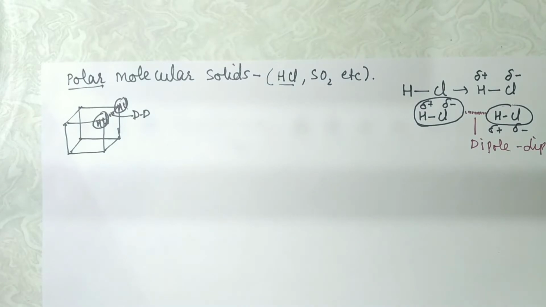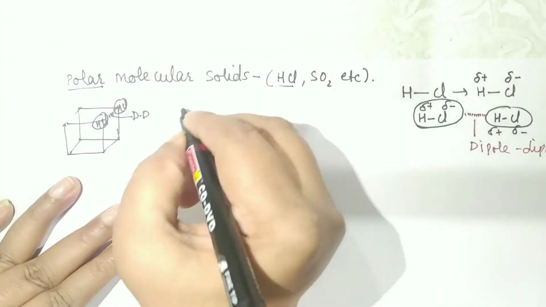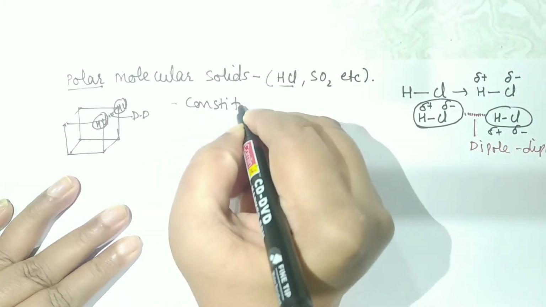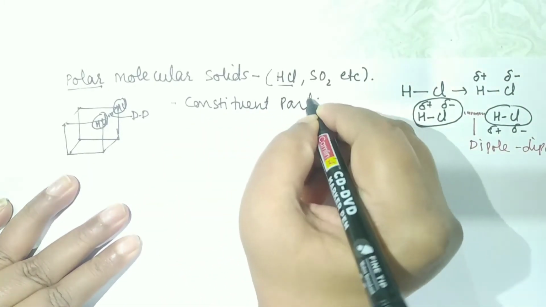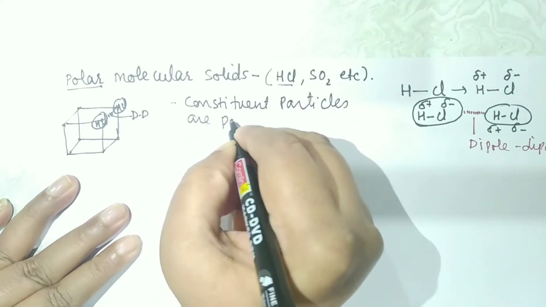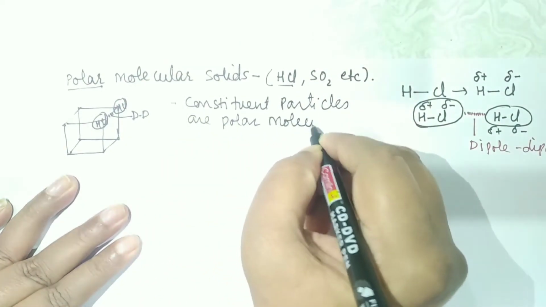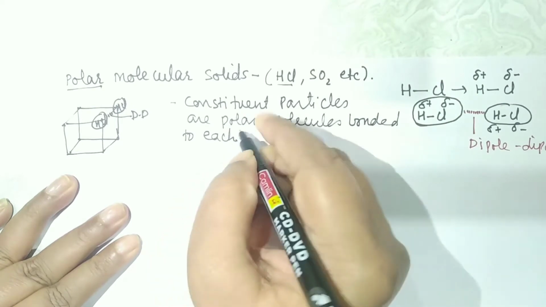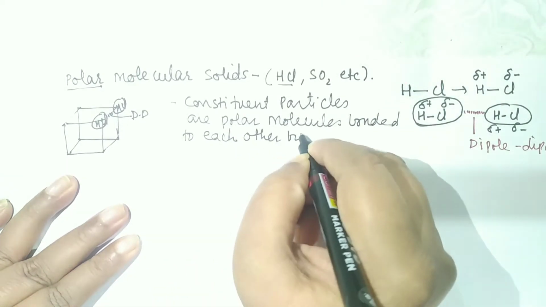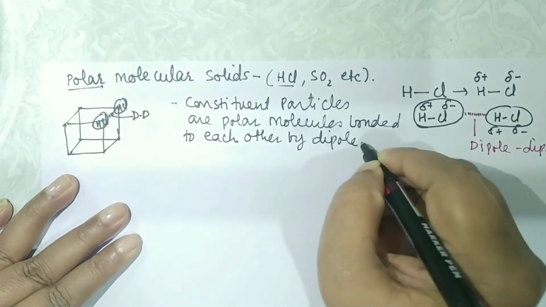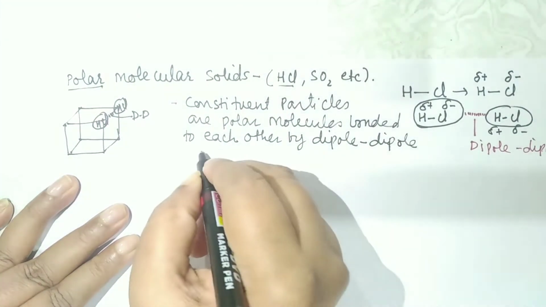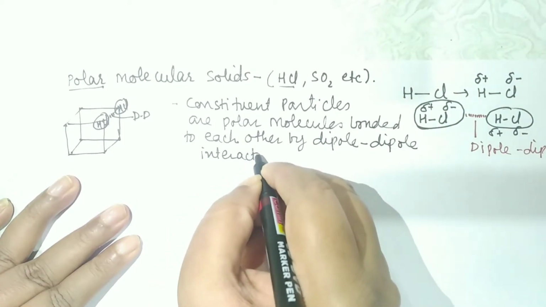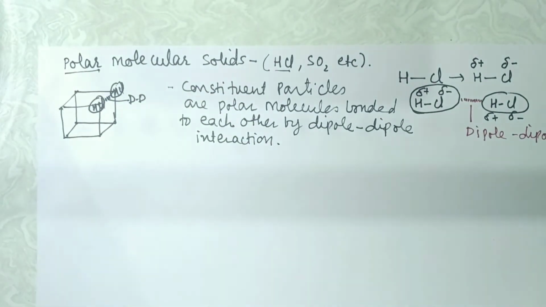Now, this is a polar molecular solid. So what is a polar molecular solid, student? It is a crystalline solid in which the constituent particles are polar molecules bonded to each other by dipole-dipole interaction. By interaction, I mean the forces. So this is about the definition.